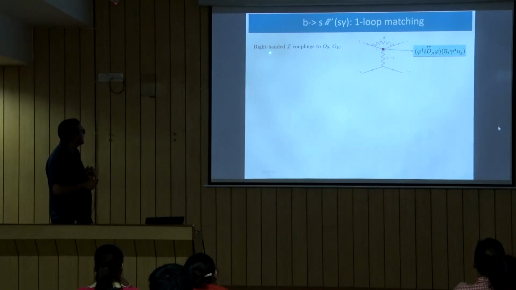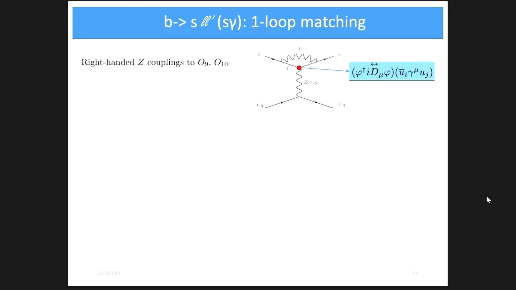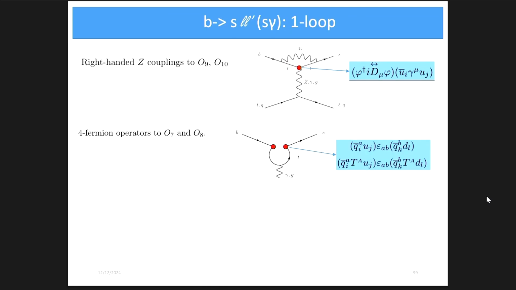Similarly, you can calculate the right handed Z coupling. Here you see TT bar Z. Similar thing, TT bar Z, this will also contribute at loop level to the O9, O10 operators. Okay. So this is the relevant diagram. You can check the reference that I mentioned for the calculation. Another set of operators will contribute to O7, O8; you see the operators here. So, you have a TT bar loop, BSTT bar. You can use a Fierz transformation to get an operator like this, and this will contribute finally to your B2S gamma.